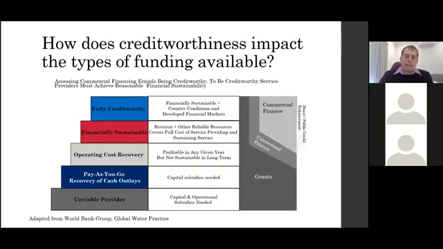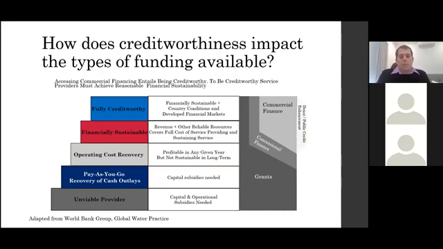So this next slide is one that I particularly enjoy because I think that while it looks confusing at the beginning, it's actually fairly straightforward to review. This slide is adapted from part of the World Bank Group, from their global water practice. It looks at what it means to be creditworthy, and then once you are creditworthy, what that looks like as far as your available diversity of funding sources.